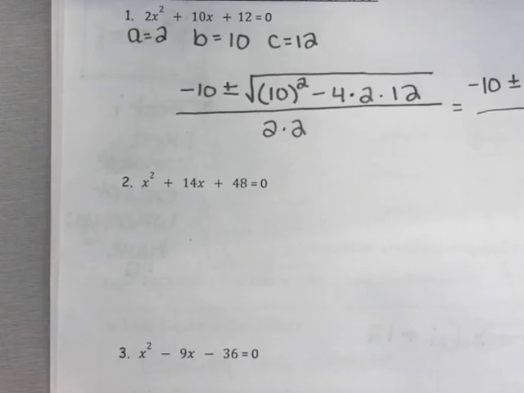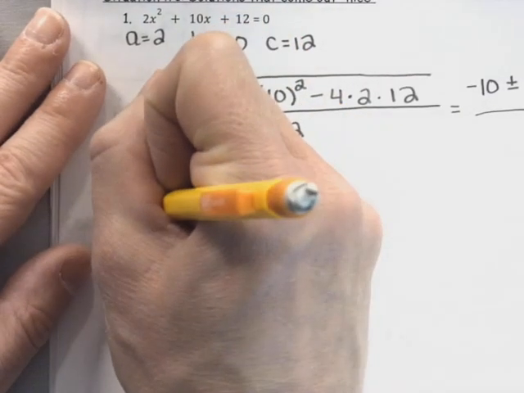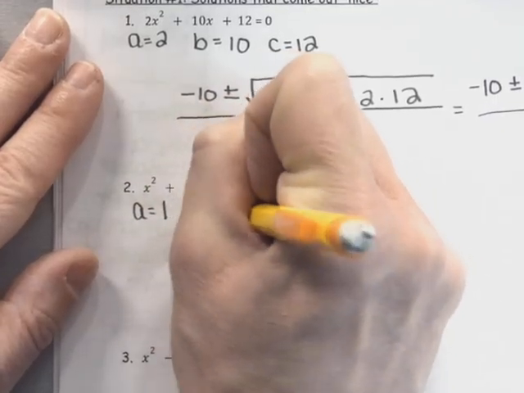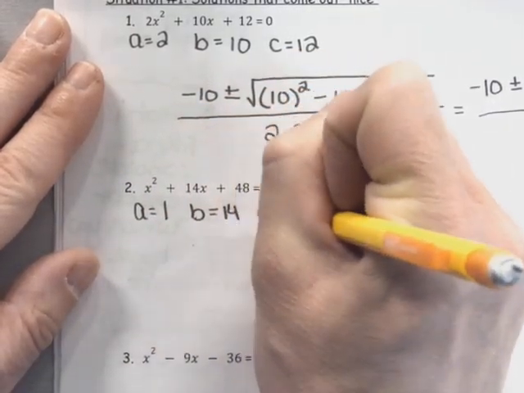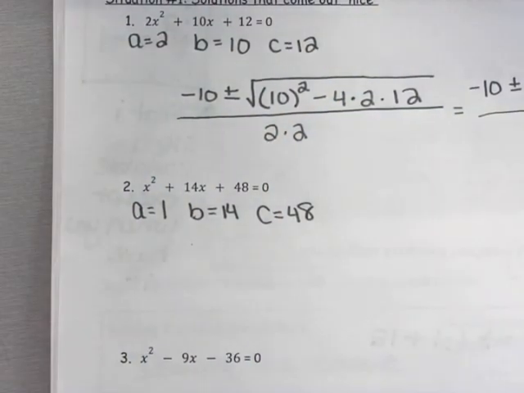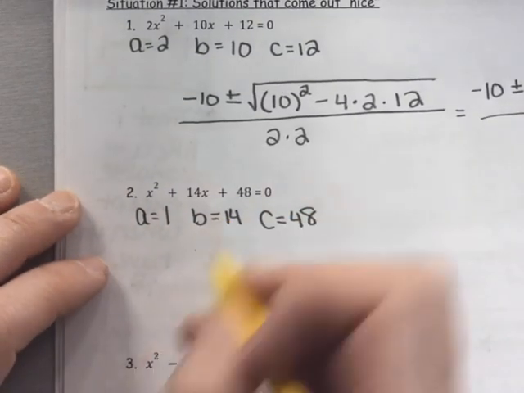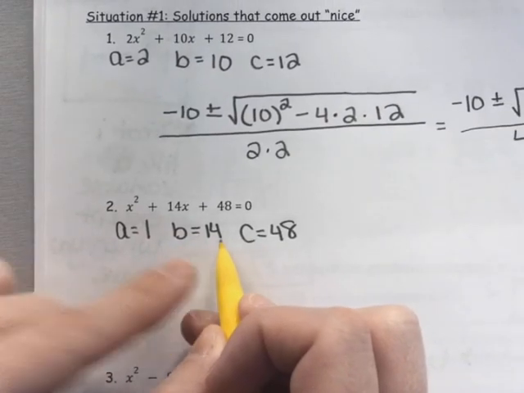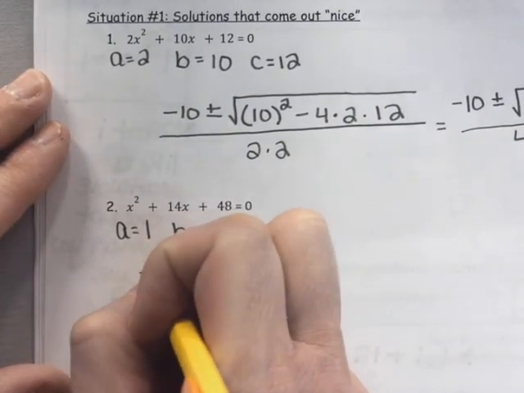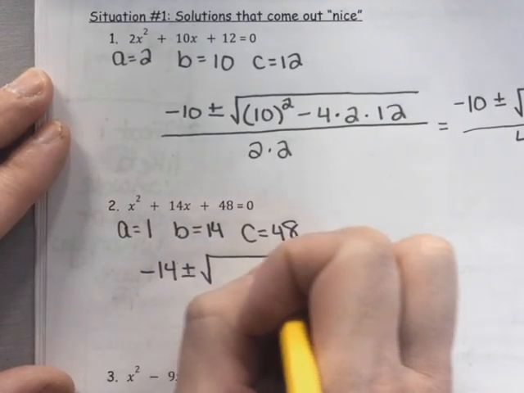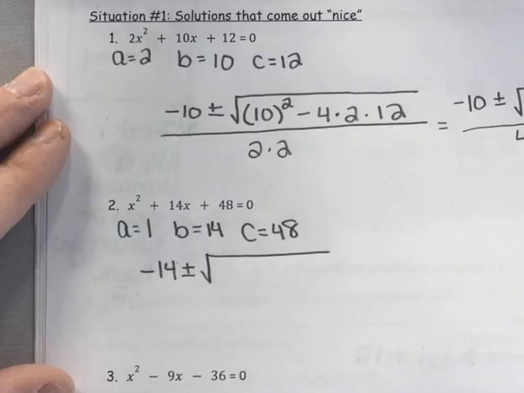All right. What's my A value for this one? 1. What's my B value? 14. What's my C value? 48. All right. Here we go. We're going to take the opposite of B. What's the opposite of positive 14? Negative 14, plus or minus the square root of B squared.